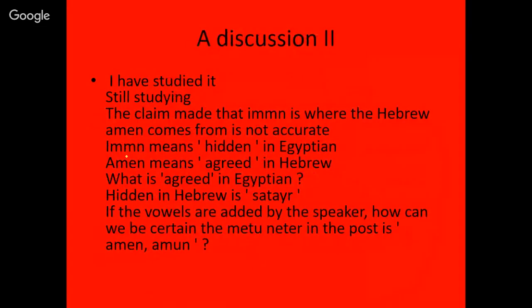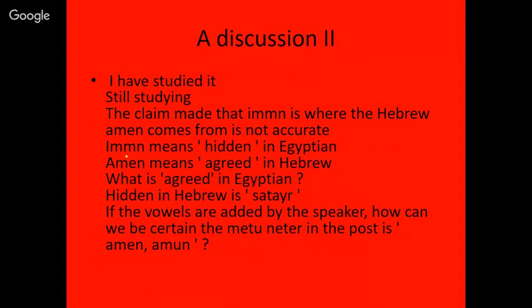Now, this is my aspect here. I have studied it, still studying. The claim made that Ayman is where the Hebrew Amen comes from is not accurate. Ayman means hidden in Egyptian. Amen means agreed in Hebrew. What is agreed in Hebrew? Hidden in Hebrew is sater.